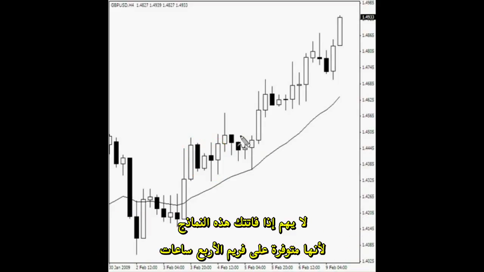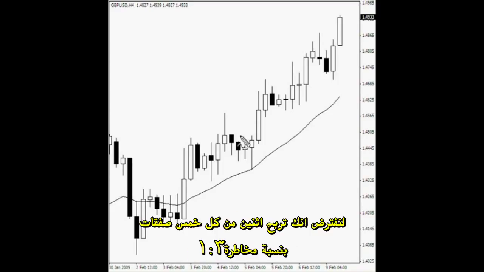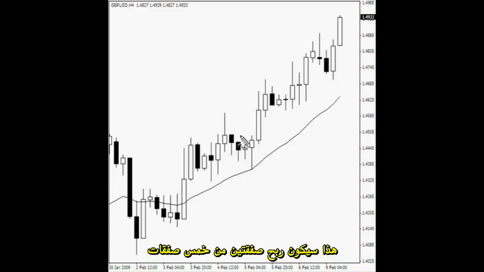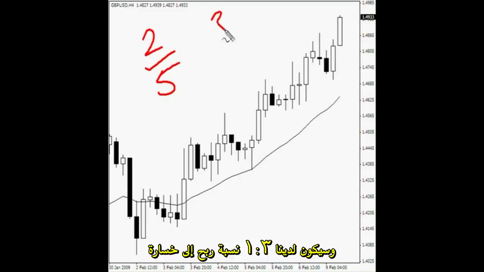Now, I'm going to be quite frank here. It doesn't matter even if you miss these setups, because they are very plentiful on 4-hour charts. We're talking at least 3 to 5 times a week on the British pound and euro dollar. So let's assume that you only won 2 out of every 5 trades and had a risk reward of say 3 to 1. Okay, so that's going to be 2 out of every 5 that come off, and we will have a 3 to 1 risk reward.